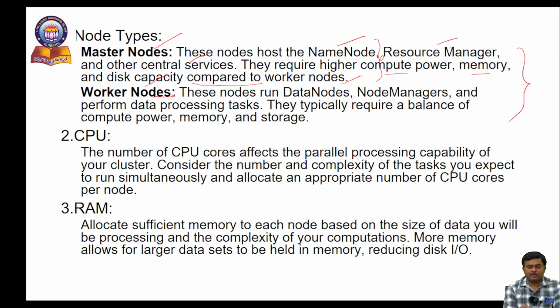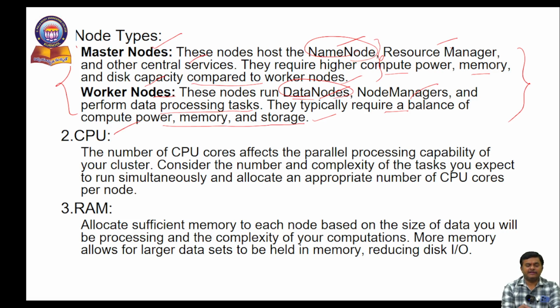Now we'll see worker nodes. These nodes run data nodes, node managers and perform data processing tasks. They typically require a balance of compute power, memory and storage based on the data that has been processed with the worker nodes. So these are two types of nodes, master nodes and worker nodes. In simple terms, generally people call name node as a master and data node as a client or worker node.